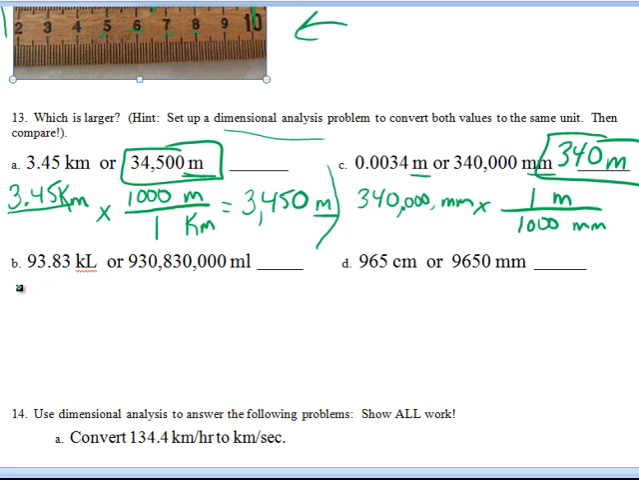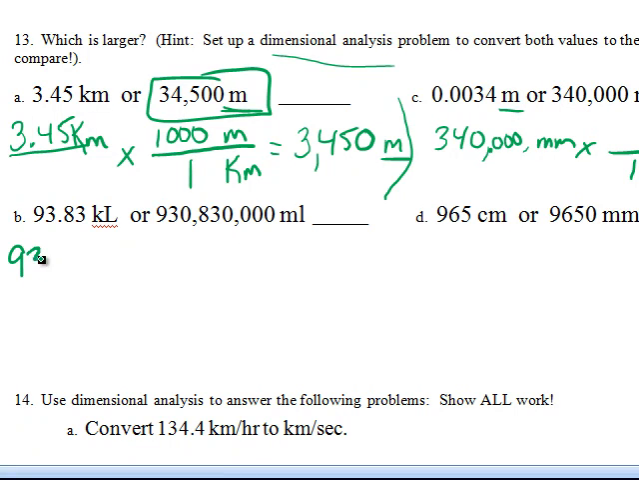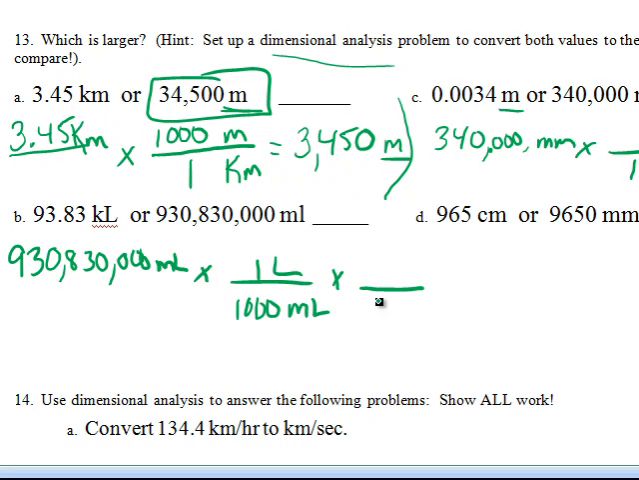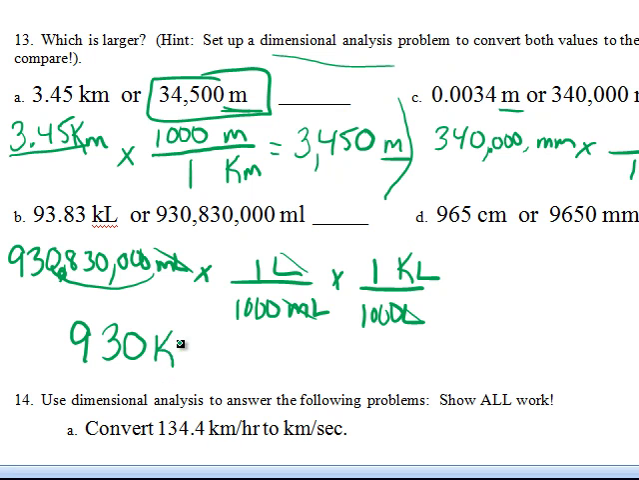Next one, kiloliters and milliliters. Let's go from the milliliters up to kiloliters. Let's see what we got here. 930,830,000 milliliters. Now the first thing you have to do is get rid of milliliters. So there's 1,000 milliliters in 1 liter. Then you need to put liters on the bottom to get the kiloliters on top. You know 1,000 liters is in 1 kiloliter. So milliliters cancels, liters cancel. You're basically dividing by 6 zeros, so your decimal point's going to end up there. So it's 930 kiloliters. And then you can compare the two, which is bigger, this one. So your original milliliter sample is actually bigger than this one.